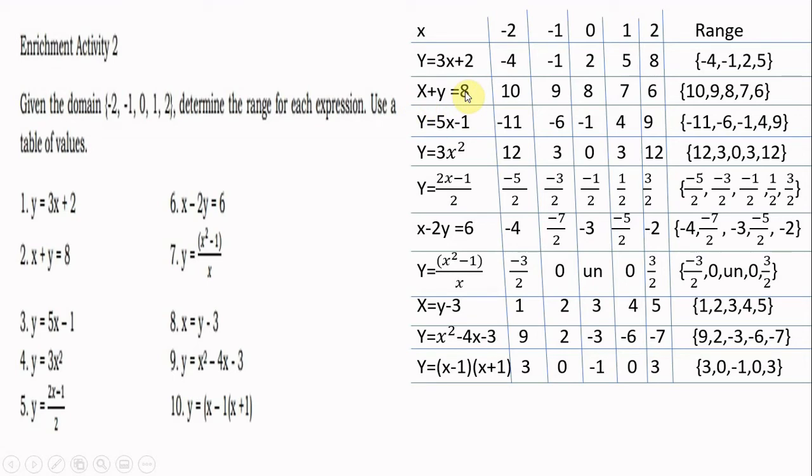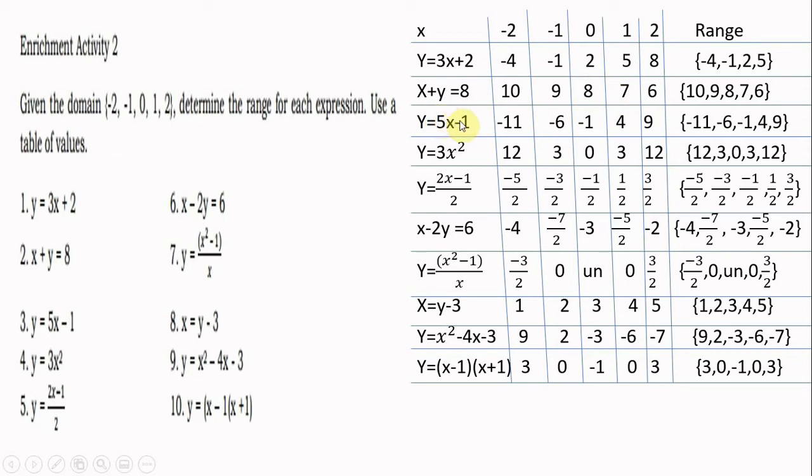Okay, x plus y equals 8. When x is negative 2, transpose, that becomes positive 2, so y equals 8 plus 2, the answer is 10. When x is negative 1, transpose, that's positive 1, so 8 plus 1 is 9. When x is 0, y equals 8. When x is 1, transpose, 8 minus 1 is 7. When x is 2, transpose, that becomes 8 minus 2, that's 6.